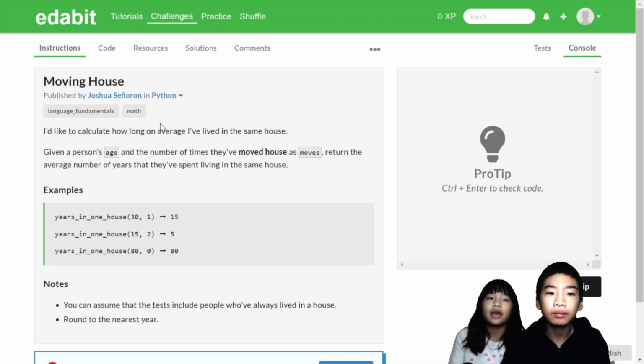Today we're in Edabit. Edabit is a coding platform where there are lots and lots of problems you can solve using different kinds of coding languages. Today we're going to do 3 easy coding challenges in Edabit using Python.